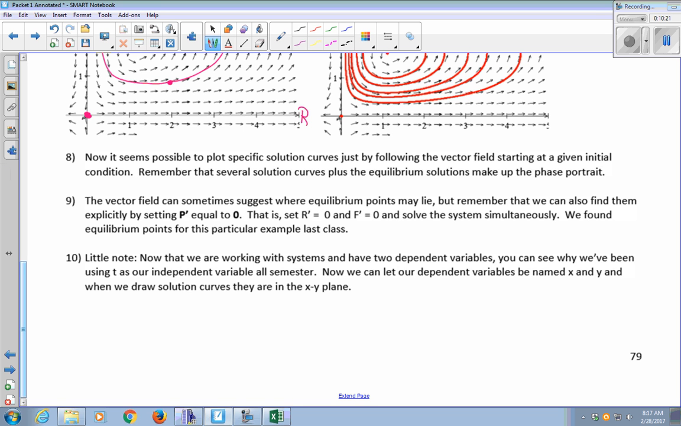Okay, so a little note, now that we're working with systems and you have two dependent variables, R and F in this case, you can see why we've been using t as our independent variable all semester. Because then our dependent variables can be x and y, and then when you plot solution curves, they're in the xy plane.